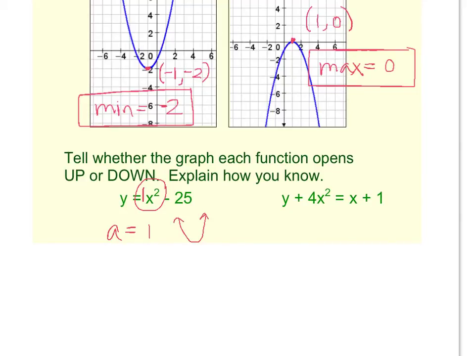So does the graph open up or down? It opens up. And how do we know? Any positive a value will open up. So because a is greater than 0, we know it's opening up.